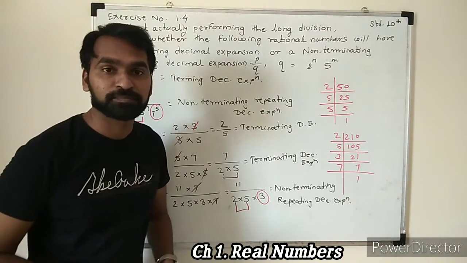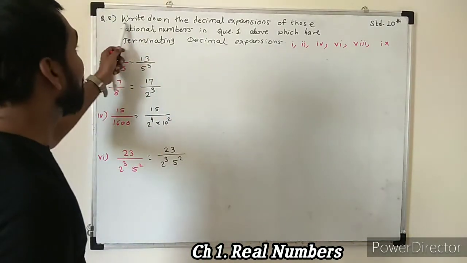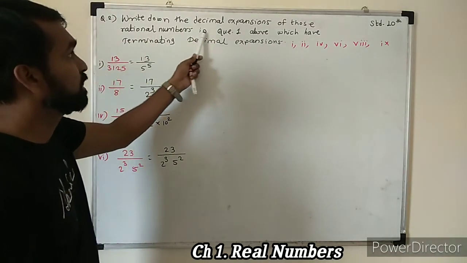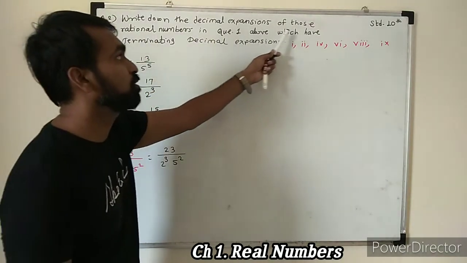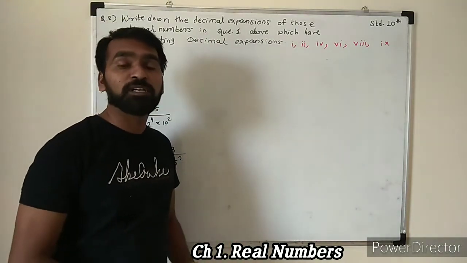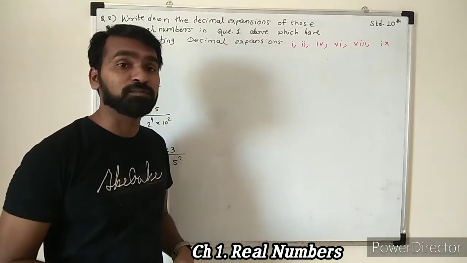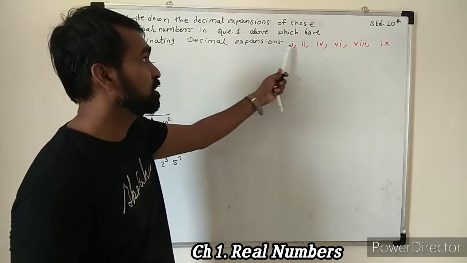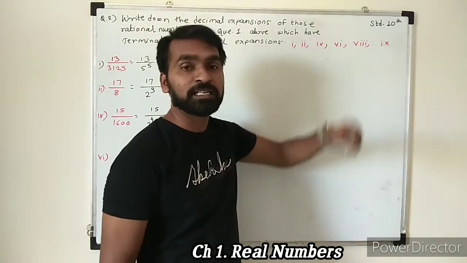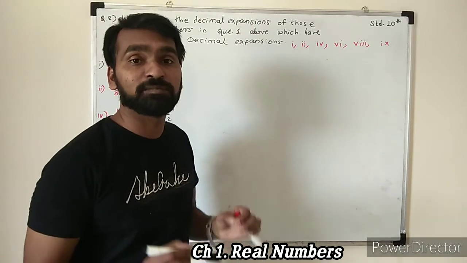Okay, now see the next question, that is question number 2. Write down the decimal expansions of those rational numbers in question number first above which have terminating decimal expansion. Okay, so already you have to solve that question number first. In that, which are the terminating decimal numbers? See, in question number first, the first, second, fourth, sixth, 8 and 9. These numbers are terminating rational numbers, that is terminating decimal expansion.